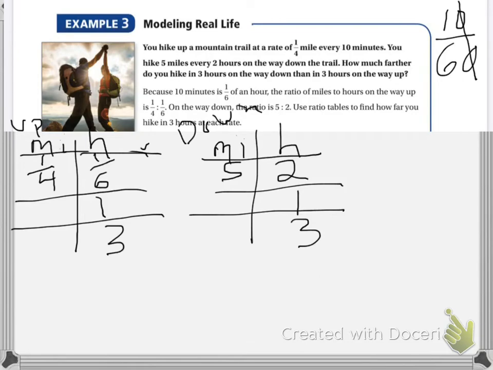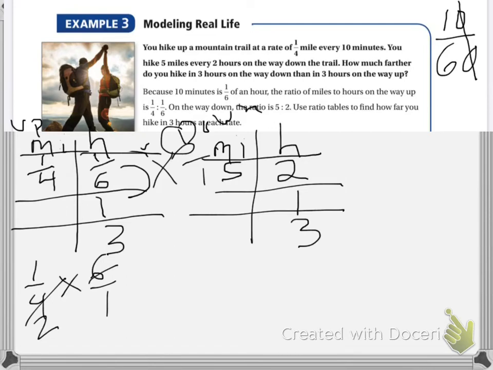All right, so if I need to go from 1/6 of an hour to 1 hour, like we've talked about, I'm just going to multiply by its reciprocal of 6/1, which means over here I need to do 1/4 times 6/1. If I cross cancel, make this a 2 and this a 3, I end up with 3/2. So I'm going to put that in here, 3/2 for 1 hour.